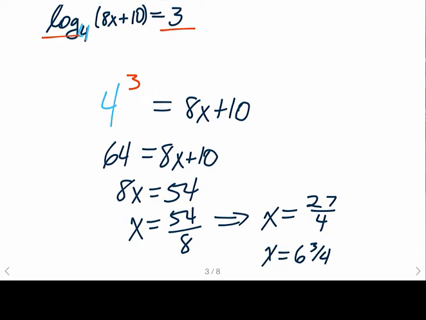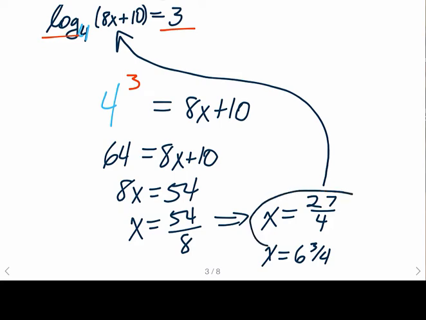What I do need you to do is double check this in the argument. Make sure that the argument of the logarithm, in this case 8x plus 10, doesn't become negative from our solution, because if it does, you gotta ditch it. In this case, x equals 27/4 works, and there we go.